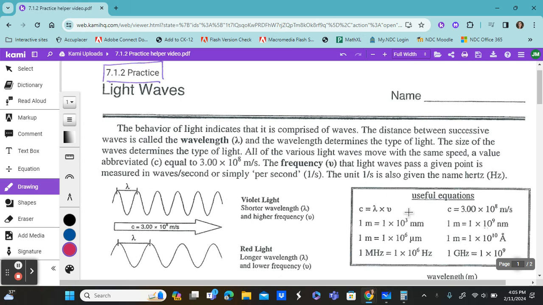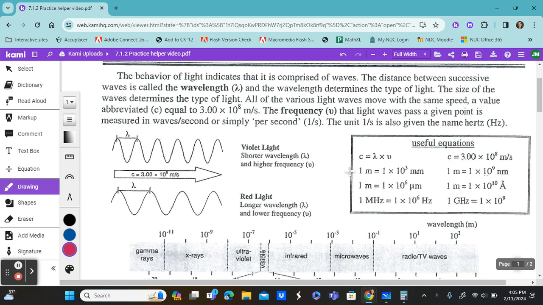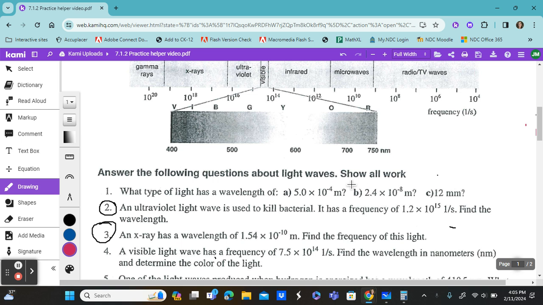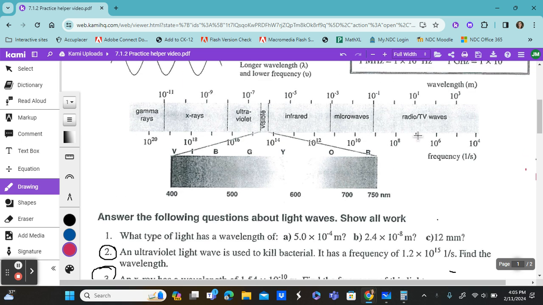Okay, we're looking at 712 practice. The front side are light waves. So we are looking at this equation mostly, c equals lambda nu. Most of the time you're just going to plug it in. I think a few of these questions ask you to interpret this spectrum.